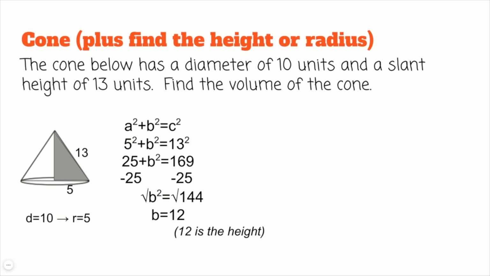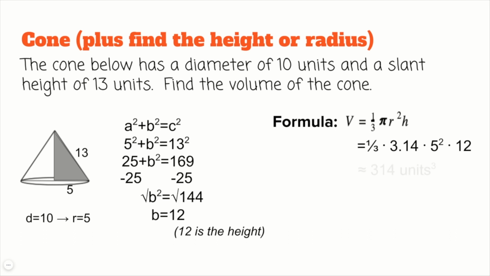So now I've got the height and I have my radius. So now I'm going to plug it into my formula for the volume of a cone. So I'm going to substitute in the numbers to show my work, multiply that all together, and my volume is approximately 314 units cubed.